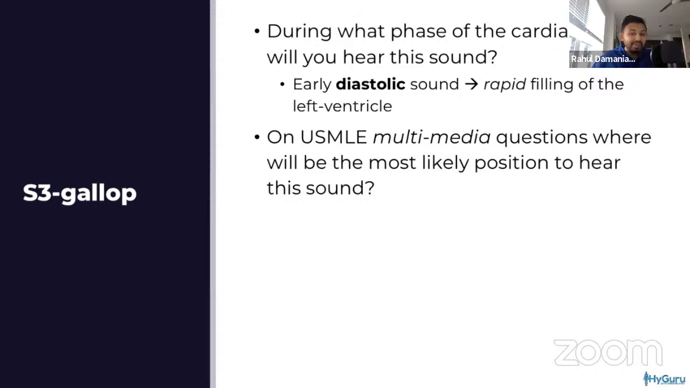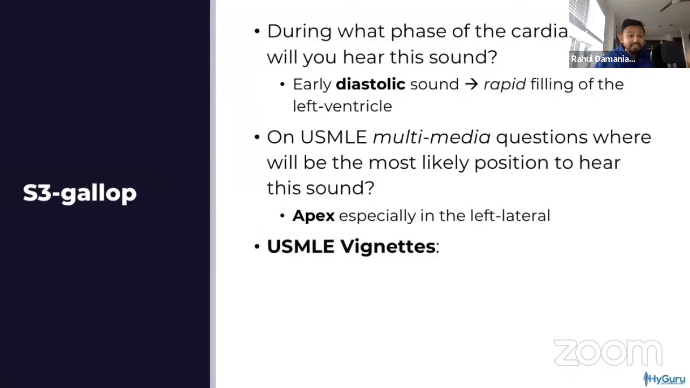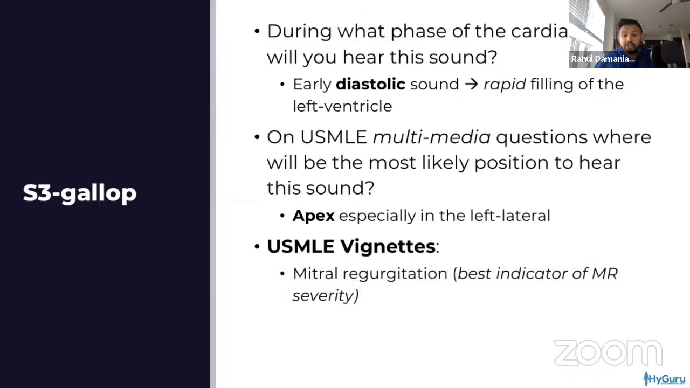And so what I want to tell you is that USMLE questions are going to definitely have the S3 very prominent at the apex, because that's where the left ventricle apex is going to be. So USMLE vignettes related to S3: mitral regurgitation. In fact, the presence of an S3 gallop is one of the best markers of mitral regurgitation severity. Remember that if you have excess amounts of end diastolic volume, because you have mitral regurgitation, you are going to end up having a dilation of the left ventricular myocardium, and thus you can hear the S3.